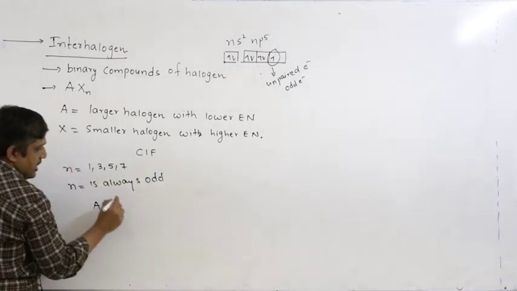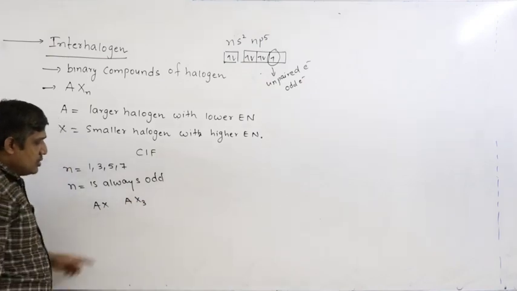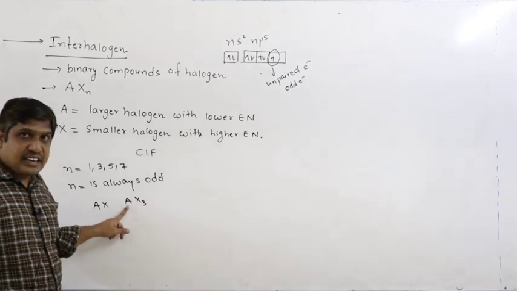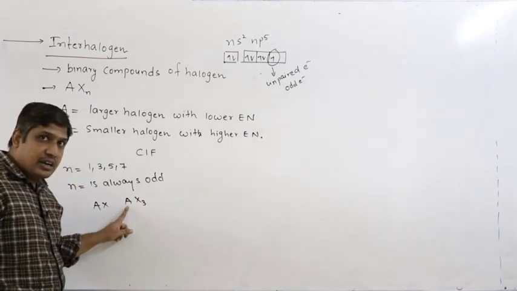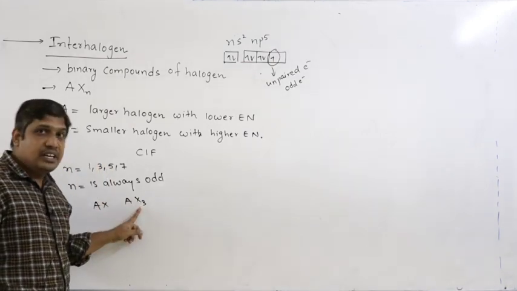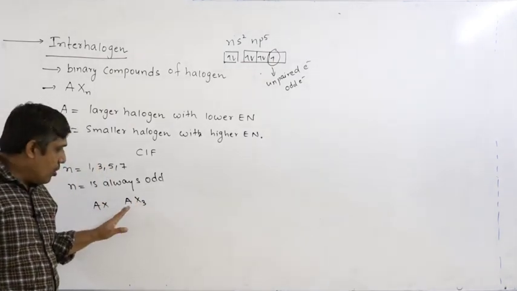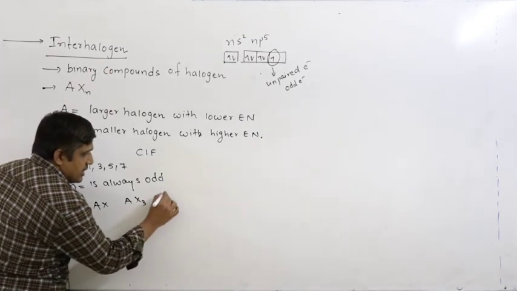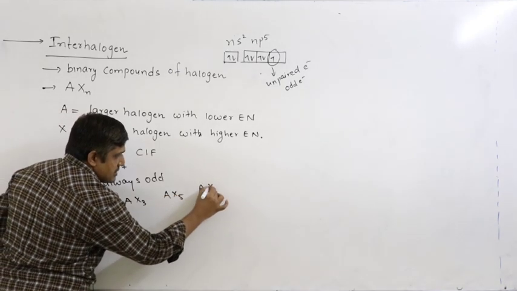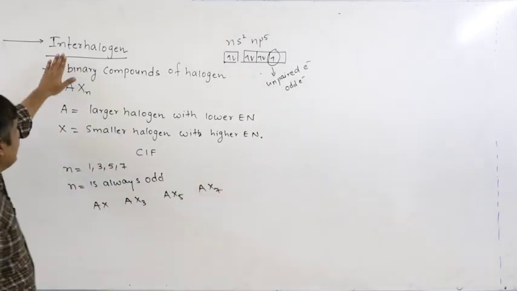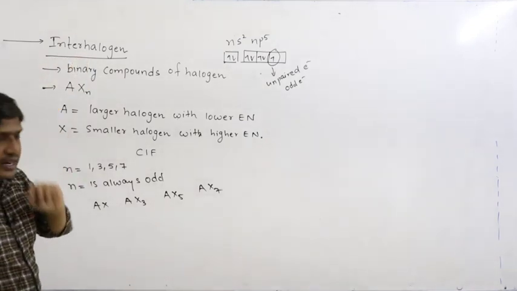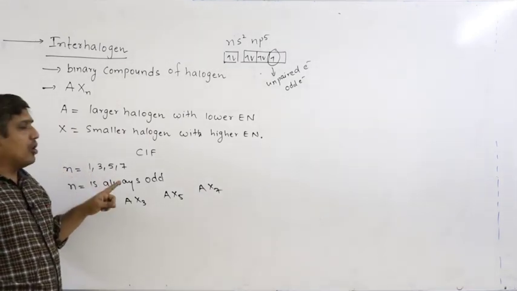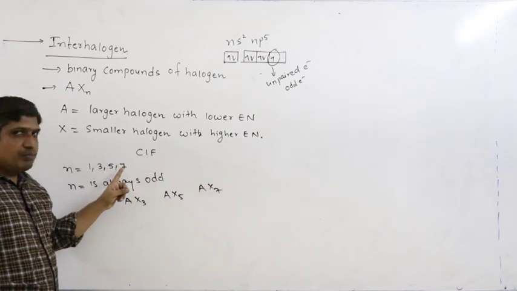If I take 3, AX3, A has one unpaired electron, and 3 halogens have 3 unpaired electrons. So A in the first excited state has 3 unpaired electrons. The 3 unpaired electrons of A form 3 bonds with 3 X atoms. Thereby all the electrons are paired up and it becomes diamagnetic. Similarly, AX5, AX7. So once again, interhalogens are diamagnetic, that means all the electrons are paired up. That is why n is always odd. It can be 1, 3, 5, or 7.